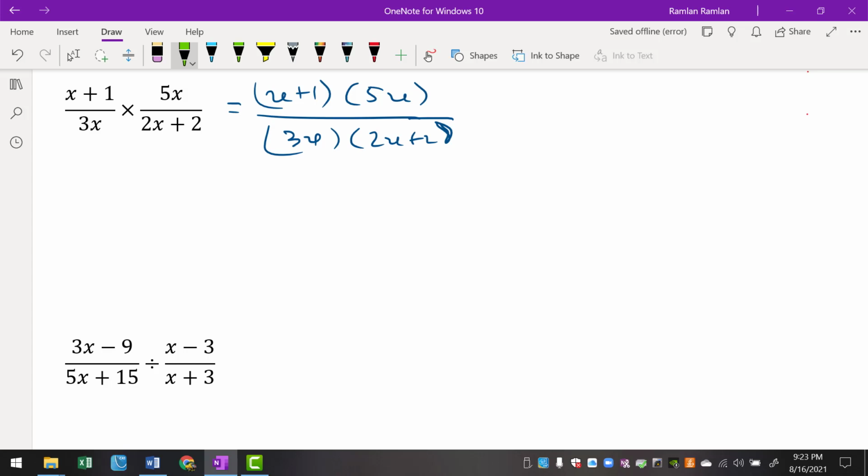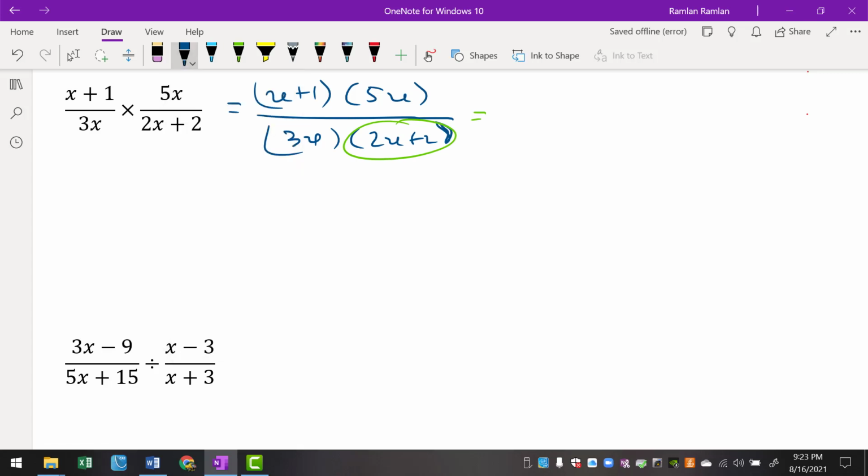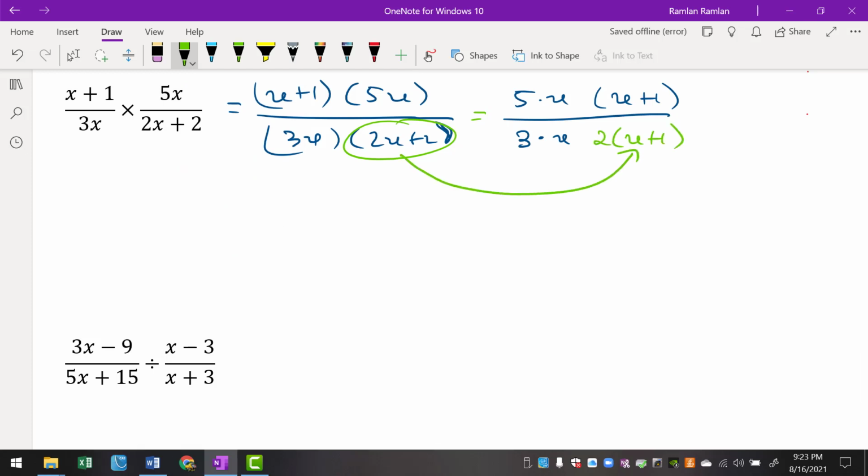If I want to factorize this first, right? The x plus 1 is still x plus 1. I'm going to move the 5x to the front, so it's 5 times x, and then you multiply it with x plus 1. I'm going to rewrite it like that. And then that 3x is just 3 times x. And then I'm going to factorize that 2x plus 2 becomes 2 bracket x plus 1, okay? Factorizing this becomes this. So again, if you're still confused on how to factorize, go to my previous video.